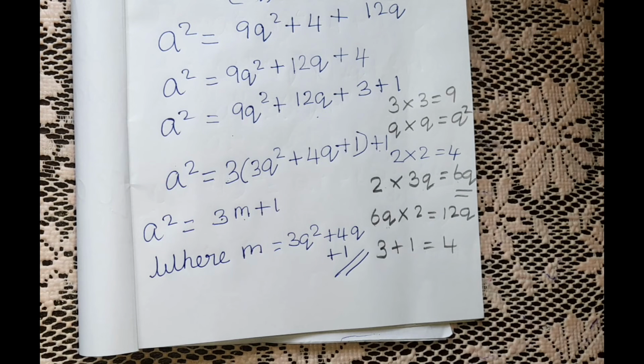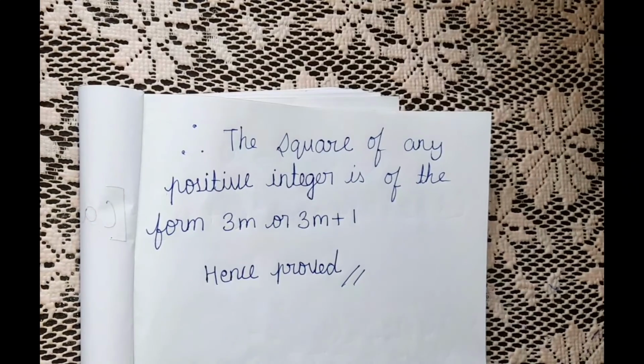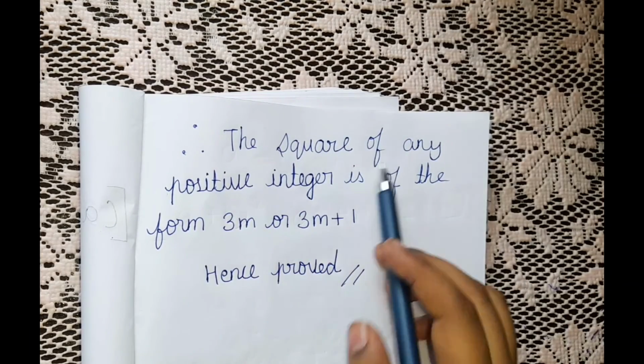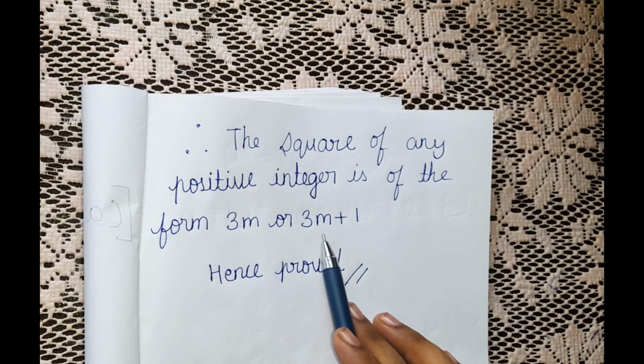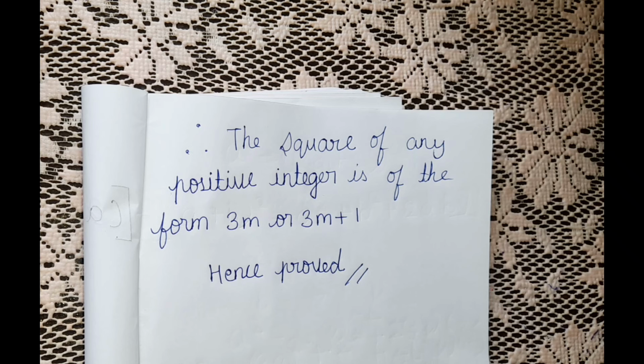So this is the answer. Now what we are going to be writing is, we proved it, right? So we are going to be writing the square of any positive integer is of the form 3m or 3m plus 1. Okay, now let's write that. So the final answer is, the square of any positive integer is of the form 3m or 3m plus 1, hence we proved it, okay. So finally we solved this problem. This problem was somewhat tricky and confusing, but yet we solved it.